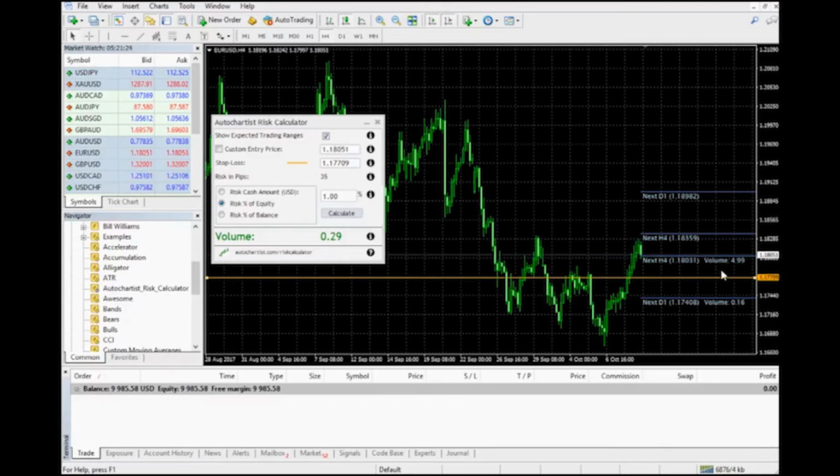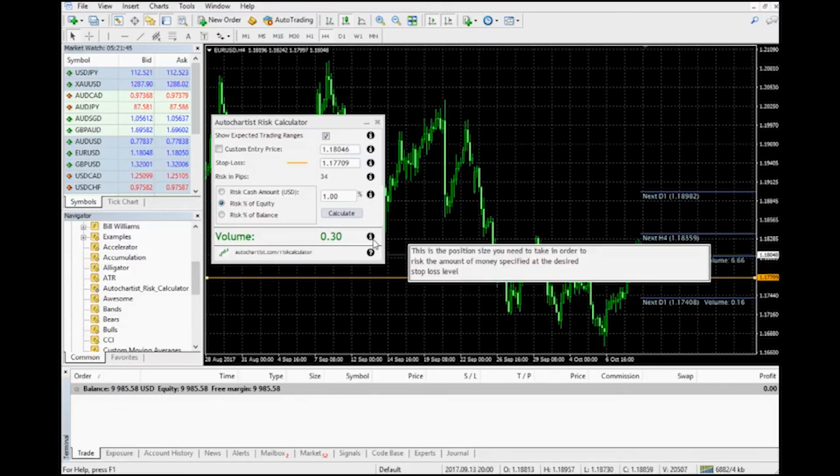In this example, to risk 1% of my capital, with an entry at the current price and a stop loss at 1.74, we need to set a position size of 0.16. If you ever get confused about what each of the fields in the control panel mean, just hover your mouse over the information icons and you'll get a clear and simple explanation on each field.